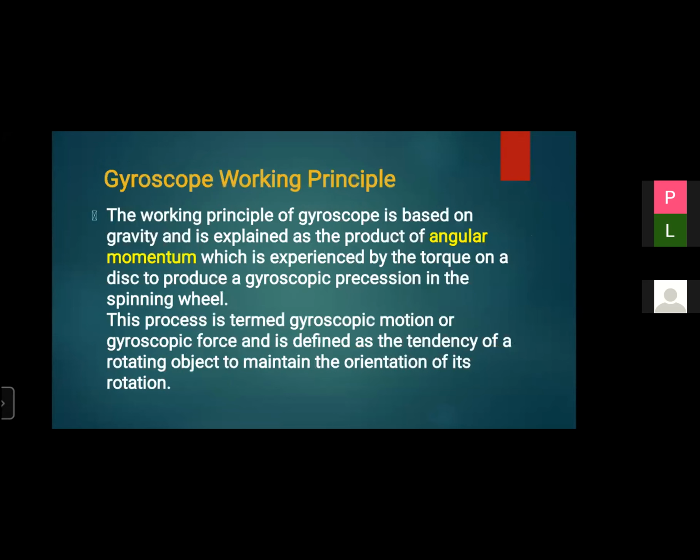Next, the working principle of the gyroscope. The working principle is based on the product of the angular momentum, which is explained by the torque on the disc to produce a gyroscopic position. The term gyroscopic motion or gyroscopic force is defined as the tendency of a rotating object to maintain its orientation.